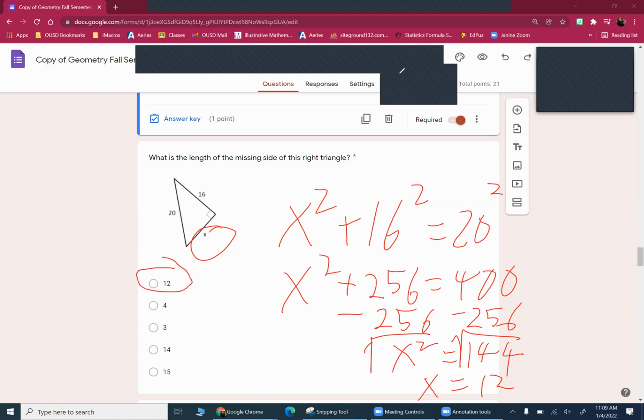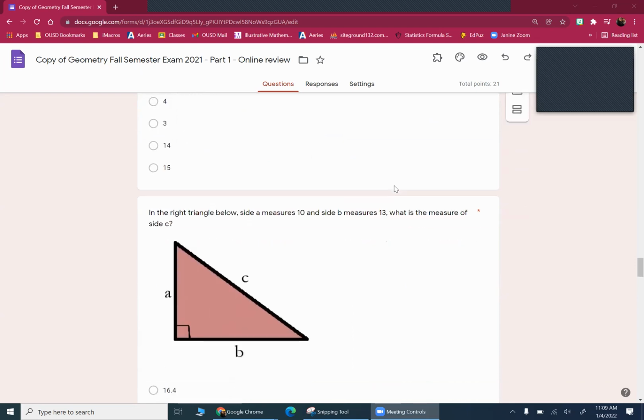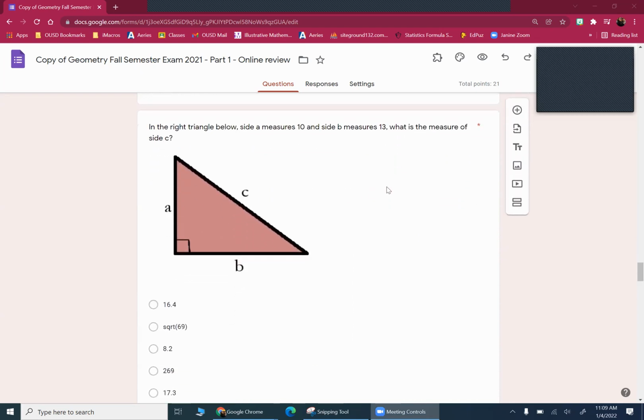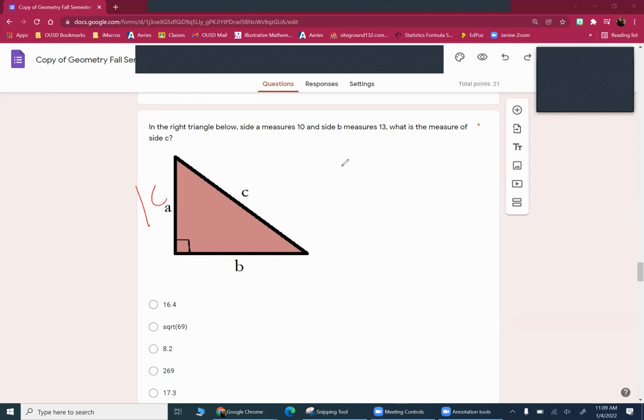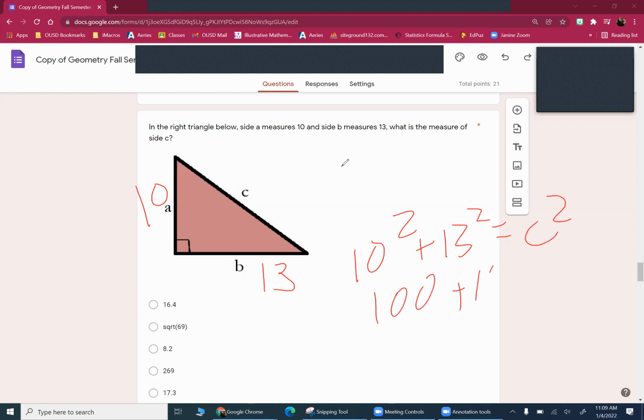All right. I may cut this short here. Oh, A, B, and C. I'm telling you what this is. So side A is 10, side B is 13. Find the measure of C. Same problem, except it's 10 squared plus 13 squared equals C squared because those are the legs I have. So I get 100 plus 169 equals C squared. So 269 equals C squared.